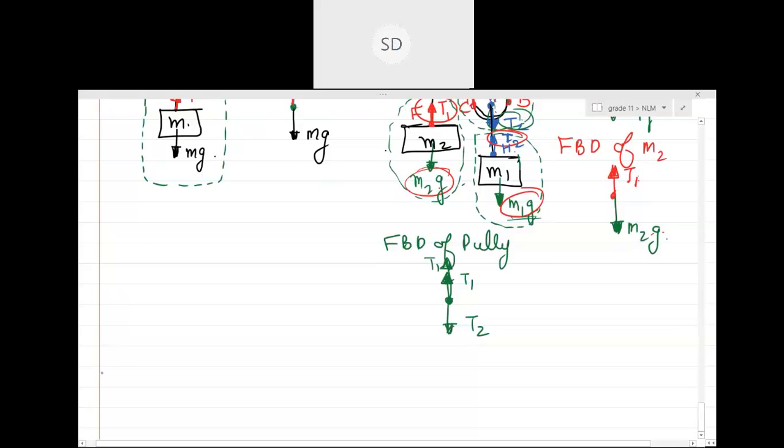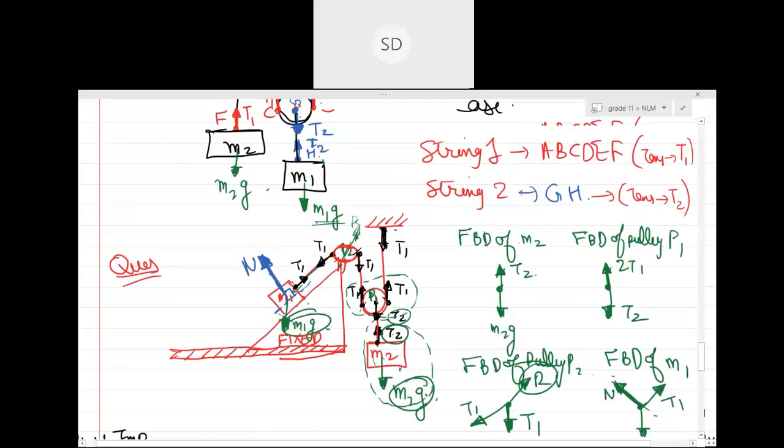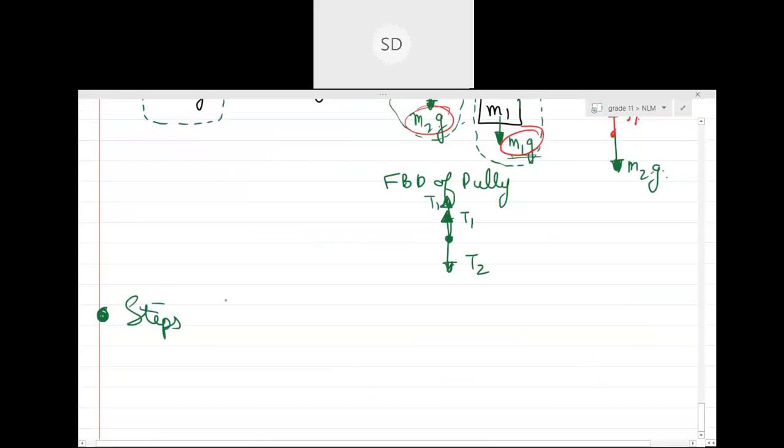So write down the steps for free body diagram. We'll have some more questions directly on it, so don't worry. It's not like I'm giving less practice on free body diagram. The questions which I'll give, you have to make the free body diagram in order to understand the question. So we'll see it, okay? Steps involved in free body diagram.